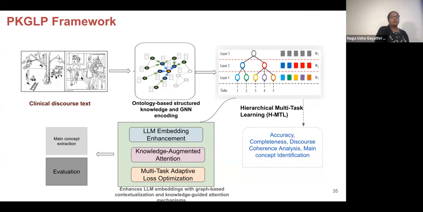So this is the overview of the PKG-LP framework, the process knowledge guided language prompting framework, where we have clinical discourse text and ontology-based structured knowledge and graph neural network encoding, and hierarchical multitask learning, where task 1 is main concept identification, task 2 is we check for accuracy and completeness, and task 3 is discourse coherence analysis.